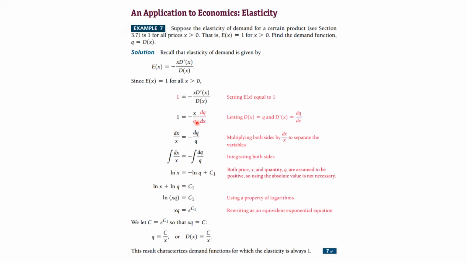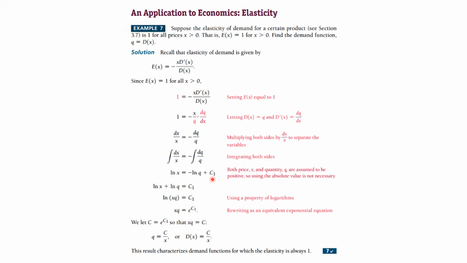Actually, we'll divide both sides by x and multiply both sides by dx, and we will get this expression. So you see the left-hand side is just a function of x, the right-hand side is a function only of q. So we integrate both sides, we get that the ln of x is equal to the negative of the ln of q plus c1.